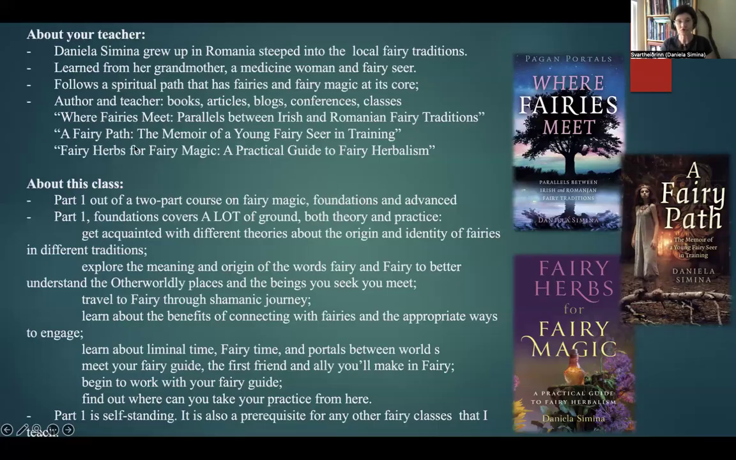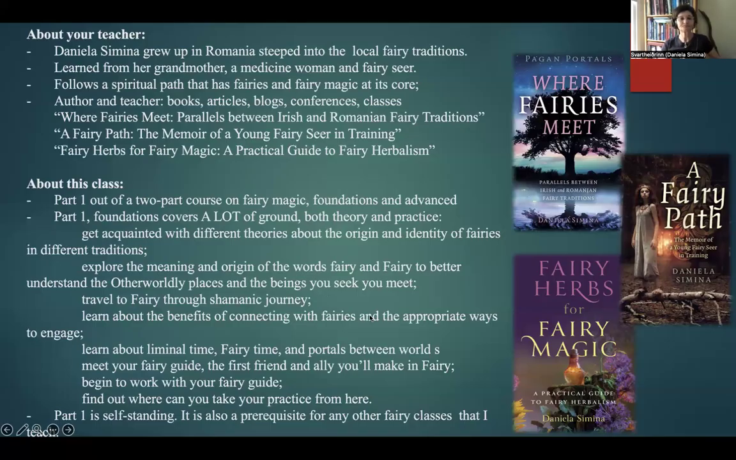I'm an author and a teacher. I have books, articles, blogs. I present at conferences, and obviously I teach classes. And as I mentioned, there are books that I wrote that go hand in hand with the classes that I teach.